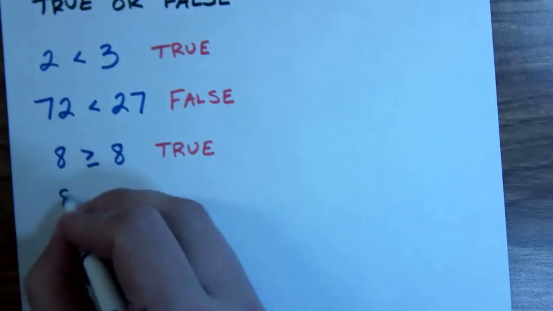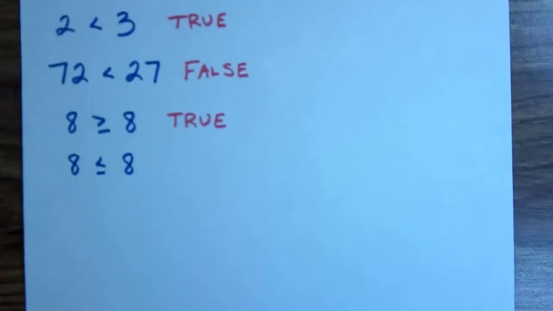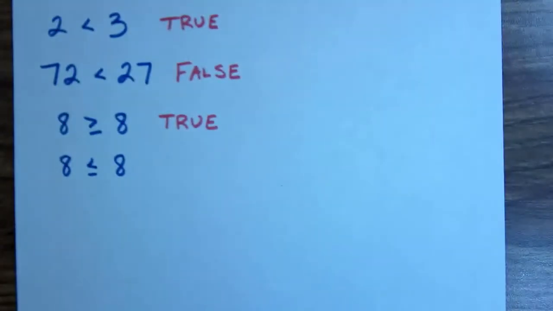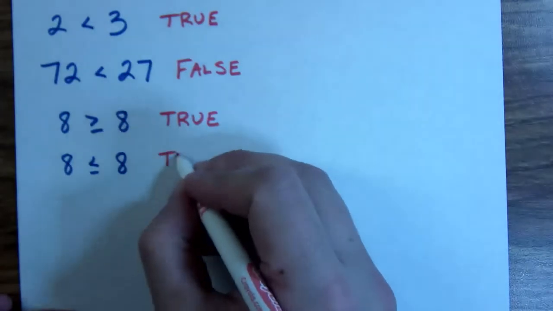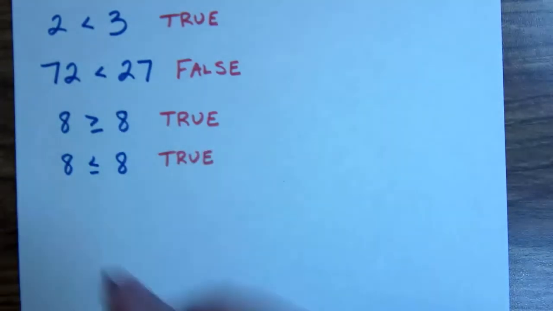Oh yeah, well what about this one then? True. 8 is less than or equal to 8. That one's also true. Not because of the less than symbol, but because of the or equal to part. Okay.